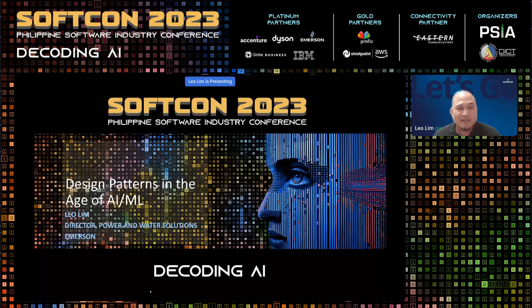So today we'll be discussing all about design patterns. By the way, my name is Leo Lim. As based on the introduction, I'm the director for Power and Water Solutions for Emerson. At Emerson, we do automation solutions for the different industrial applications. In my case, we are focused on the power generation and water wastewater market and industries.